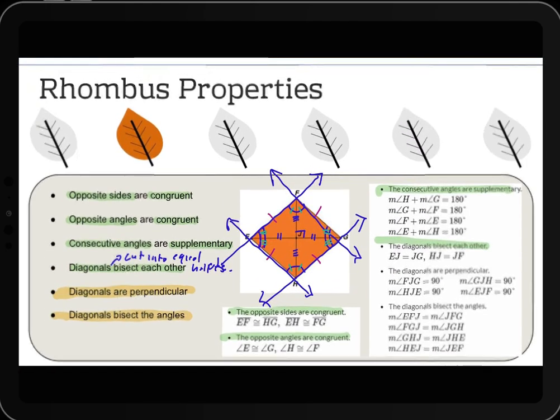I would highly recommend that you either take a screenshot or just keep a reference to this, because it has the list of all of the properties of a rhombus that you would need.